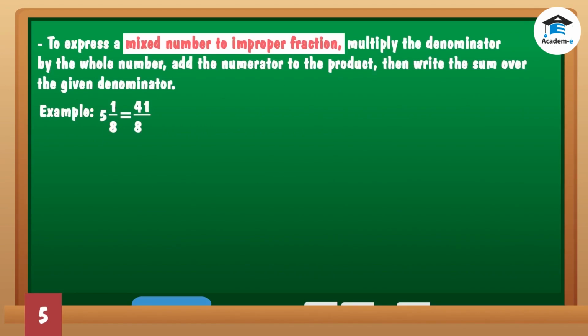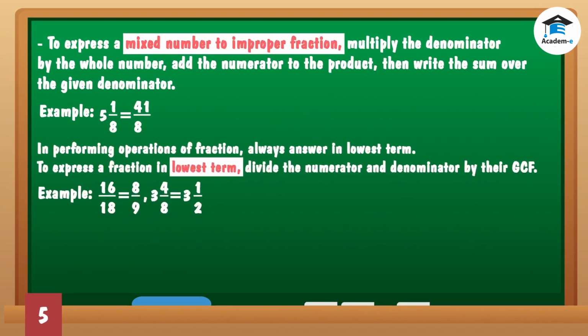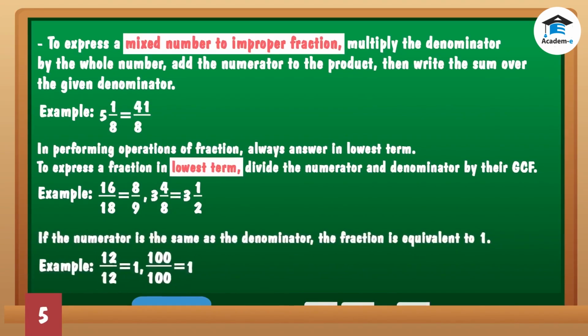In performing operations of fractions, always answer in lowest term. To express a fraction in lowest term, divide the numerator and denominator by their greatest common factor. If the numerator is the same as the denominator, the fraction is equivalent to 1.